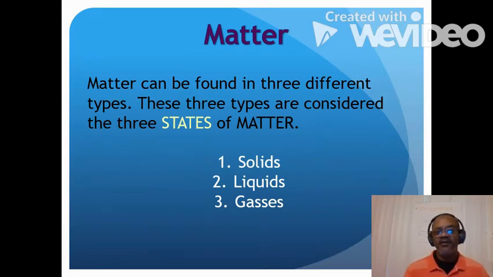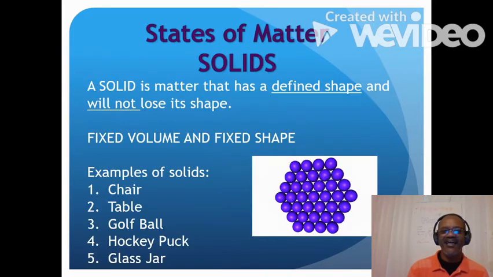Matter can be found in three different types. These are considered the three states of matter: solids, liquids, and gases. A solid is matter that has a defined shape and will not lose its shape, a fixed volume and a fixed shape. Exactly what is there is what's going to be there, unless it is broken or cut or something like that. Take a look at examples of solids. These are things that you can actually hold and touch.